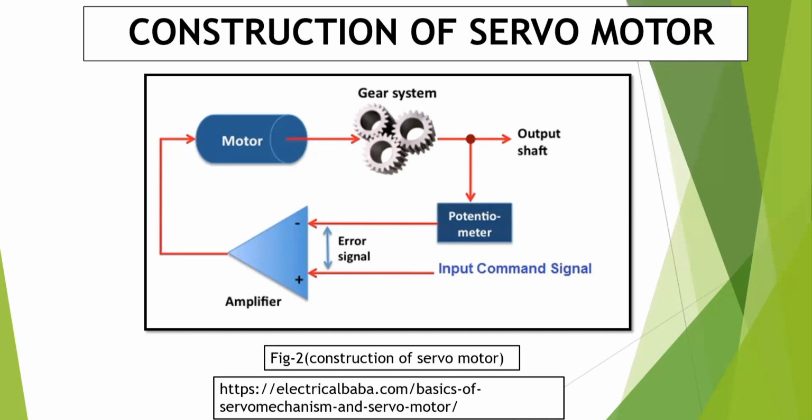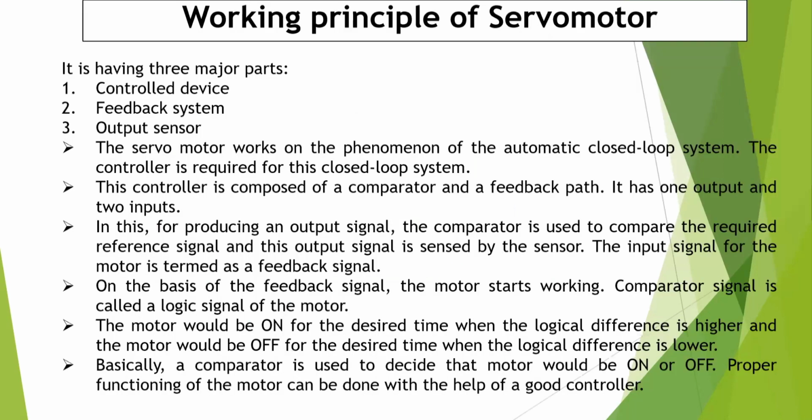But with this, before the output shaft, we have a potentiometer, which is basically calculating a voltage and will give an error signal. If there is some error, that would be amplified or reduced and given to the motor, so that the motor can change its speed control and we can obtain a desired output. So three major parts we will have in servo motors: control device, feedback system, and output.